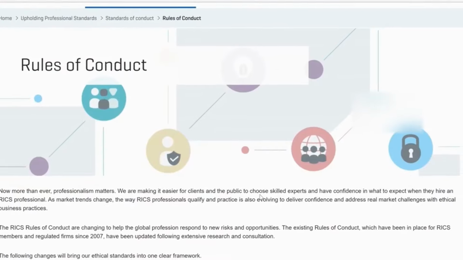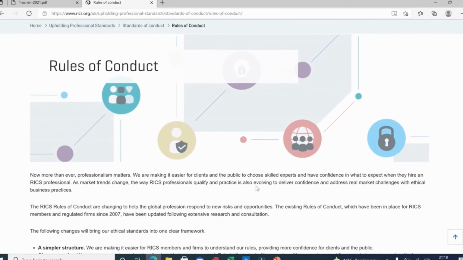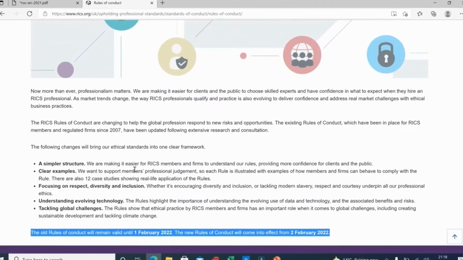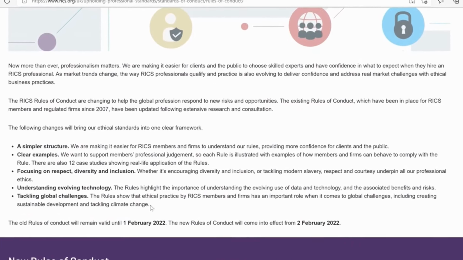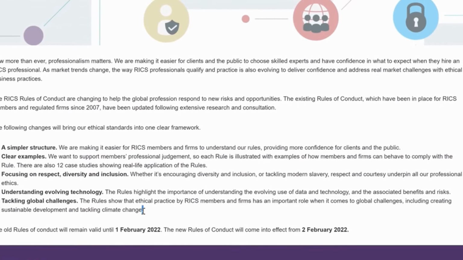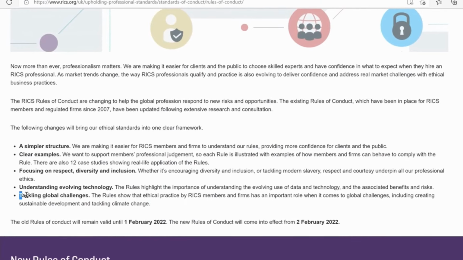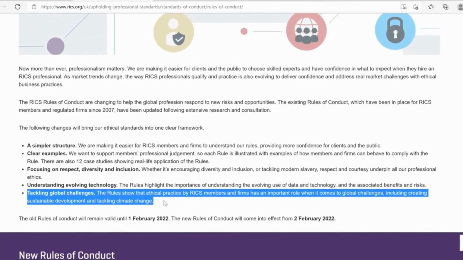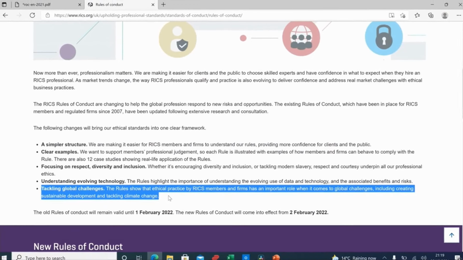We should also note that the RICS are about to overhaul their existing rules of conduct and global professional and ethical standards, with the new rules of conduct being effective from the 2nd of February 2022. This is expected to be an extremely hot topic for APC interviews going into next year, and we should note that one of the key reasons for introducing the changes cited by the RICS was to support with tackling global challenges, with the new rules placing added importance on creating sustainable development and tackling climate change.